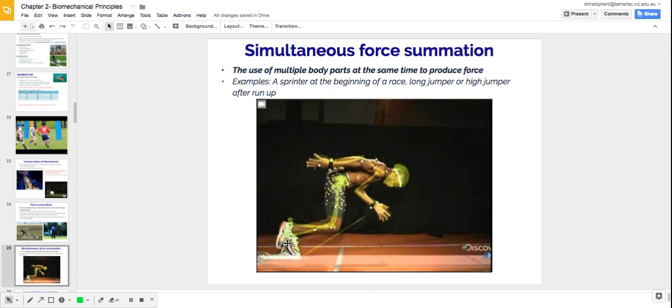So an athlete will try and take off using their legs, but they'll also have their arms which will rotate, okay, and then that will help generate that force. So we need to understand that as an example of simultaneous force summation.